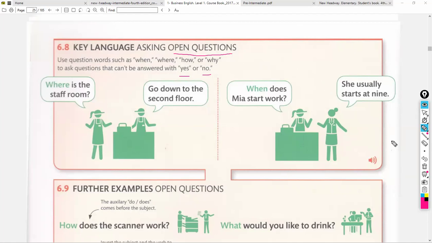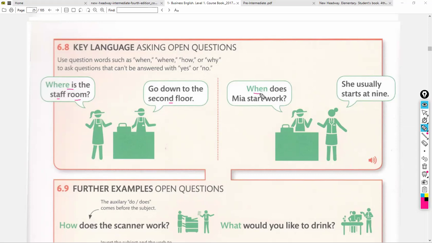But don't be afraid, Subhi, because the rule is the same. Now, if you have verb to be, you have to do the same. You have only to change the place of the subject and the verb. This is the example: Where is the staff room? So the staff room is in this and this. So the same rule, I don't have to change it at all. So where is the staff room? Go down to the second floor.